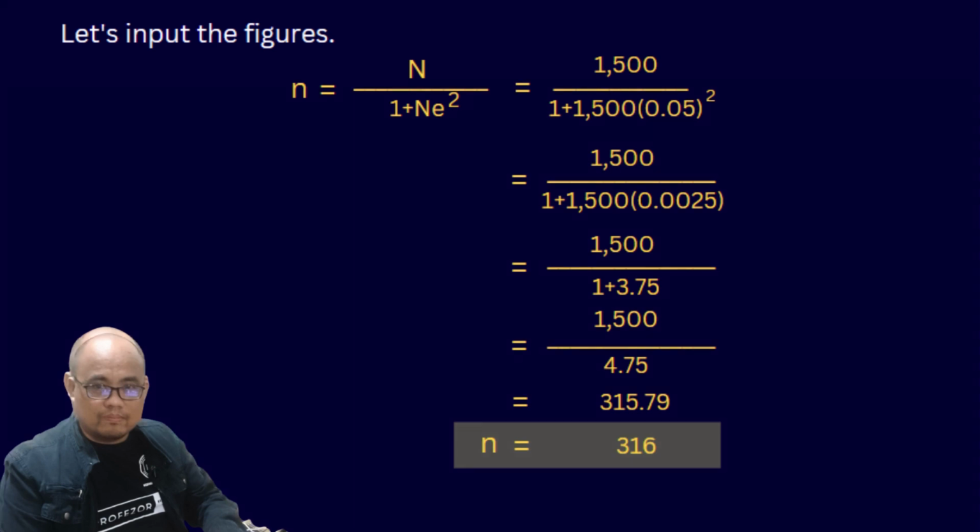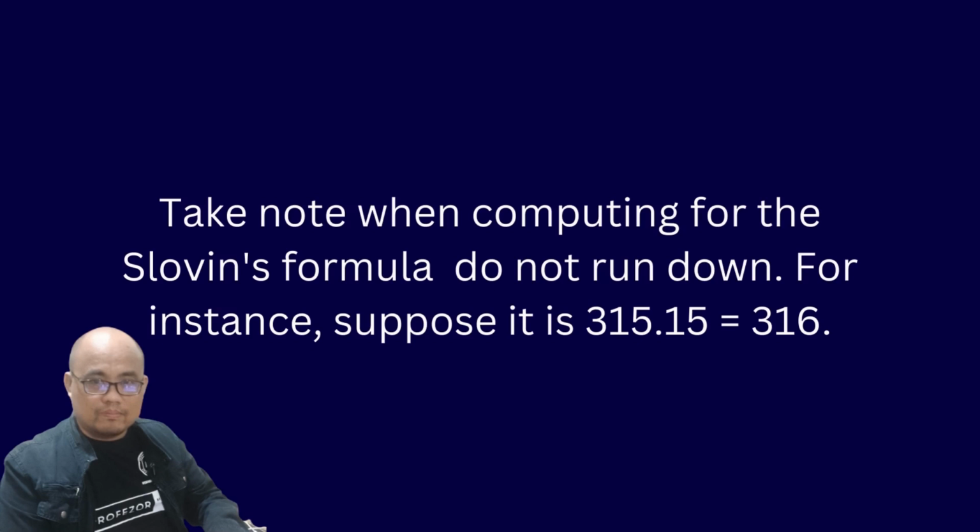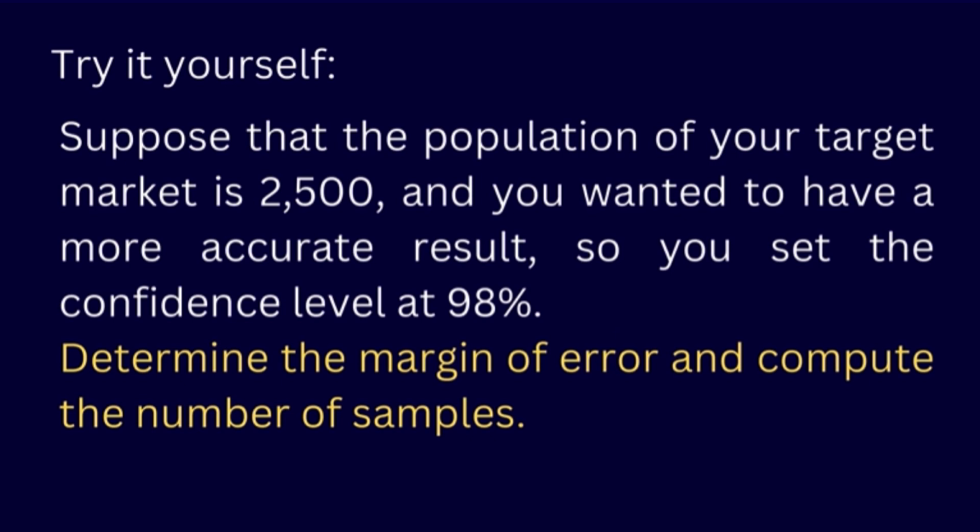Take note, when computing for the Slovin's formula, do not round down. So for instance, suppose the result is 315.15 instead of 315.79. You are still going to round it up to 316 because you do not round down when using Slovin's formula. Okay, so that's the principle.